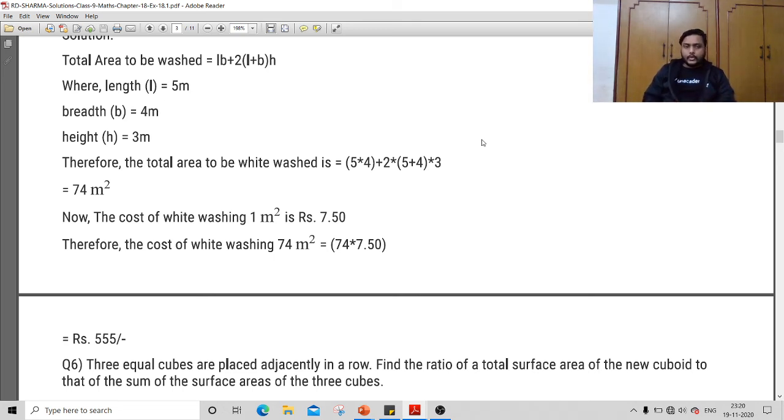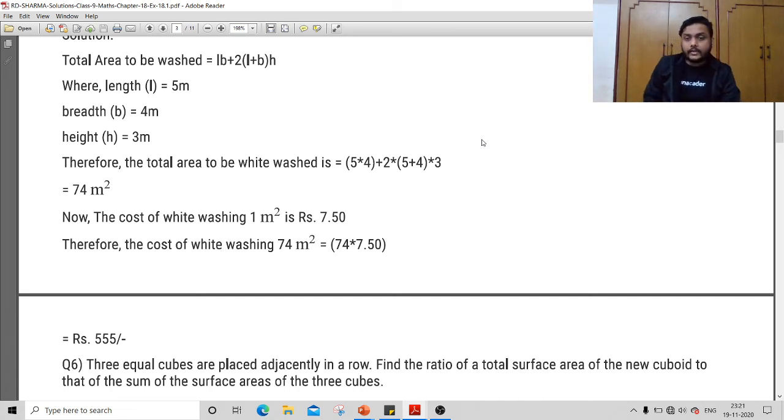Three equal cubes are placed adjacently in a row. Okay, you have done what? You have simply placed three cubes which are equal. Equal cubes means what? They are having equal dimensions. The side length is same. All cubes are having the side equal to a. So I'm talking about three equal cubes, and these three equal cubes are placed adjacently in a row.